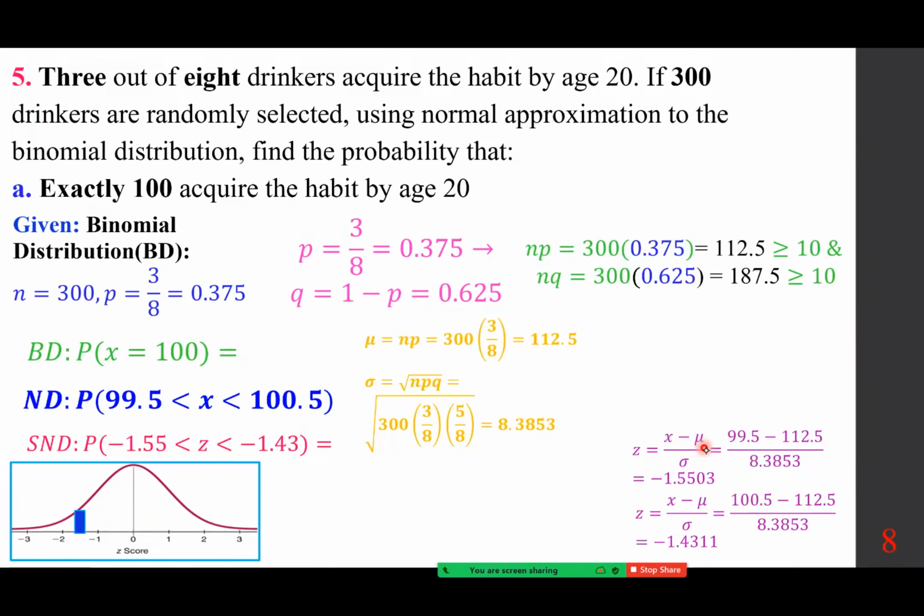Here's the graph. This is not to scale by any means. We want to go from negative 1.55 to negative 1.43, and we covered this area. And now you can look up the table and you find the two numbers, you subtract one from the other, and this is the answer, 0.0158.